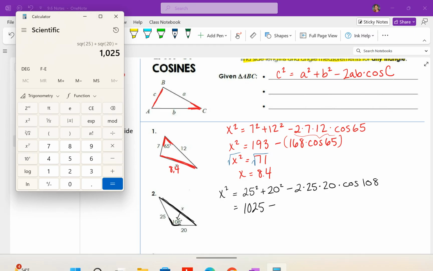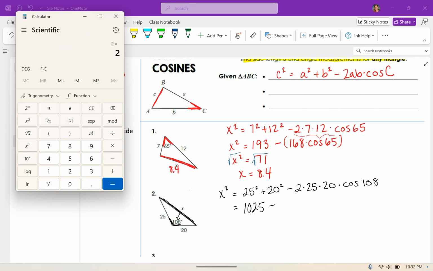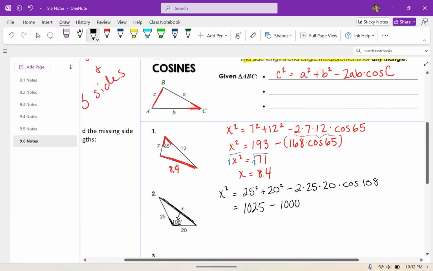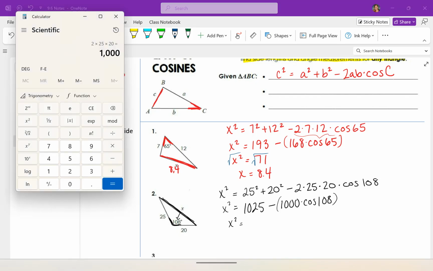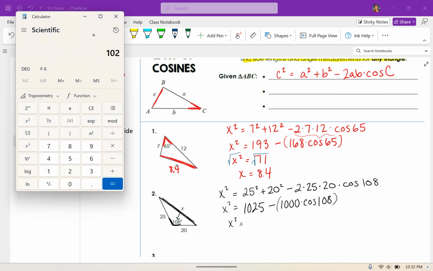minus 2 times 25 times 20 is 1000 times cosine of 108. So x squared equals that. Now let's plug it into the calculator. 1025 minus parentheses 1000 times cosine of 108, and parentheses, equals 2025.